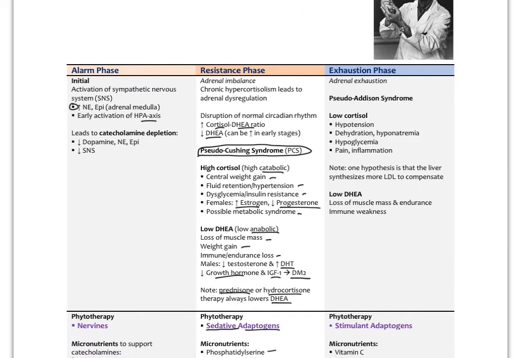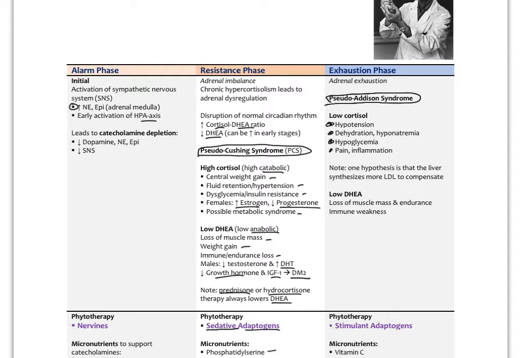And then with time, Selye noticed that the animals began to experience adrenal exhaustion. We might call this the pseudo-Addison, so this is not true Addison's. The adrenals continue to secrete, but it's kind of that pseudo-Addison's. We see a disturbance of the circadian rhythm, and we see low cortisol with hypotension, more dehydration, maybe hyponatremia, hypoglycemia, and more pain and inflammation.